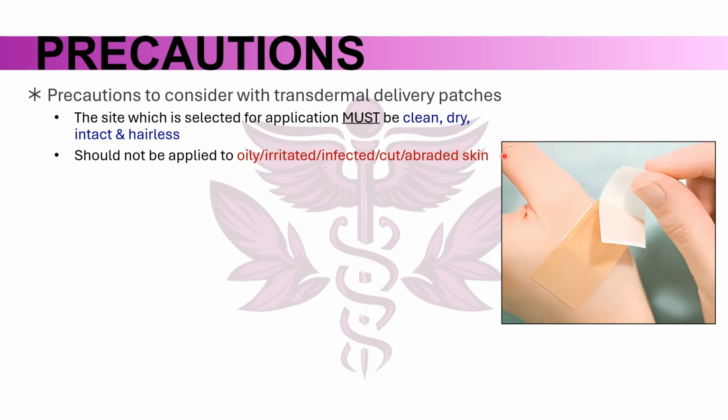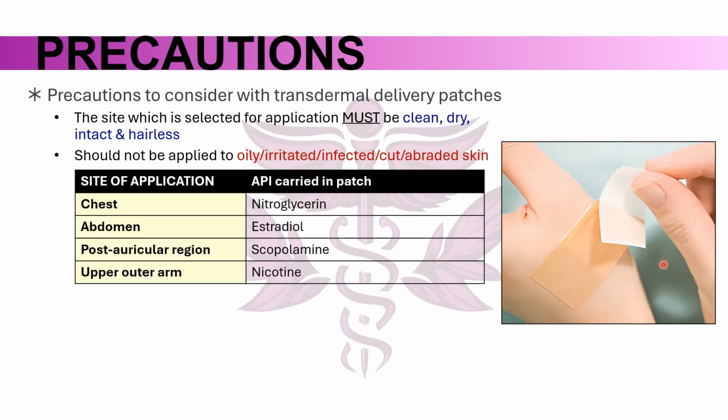As you might have already noticed from previous diagrams and from this diagram right here, we can apply patches in a variety of areas on the skin, but there are some common sites of application for specific active constituents. Nitroglycerine patches are applied to the chest, estradiol to the abdomen, scopolamine to the post-auricular region, which means behind the ear, and nicotine to the upper outer arm.